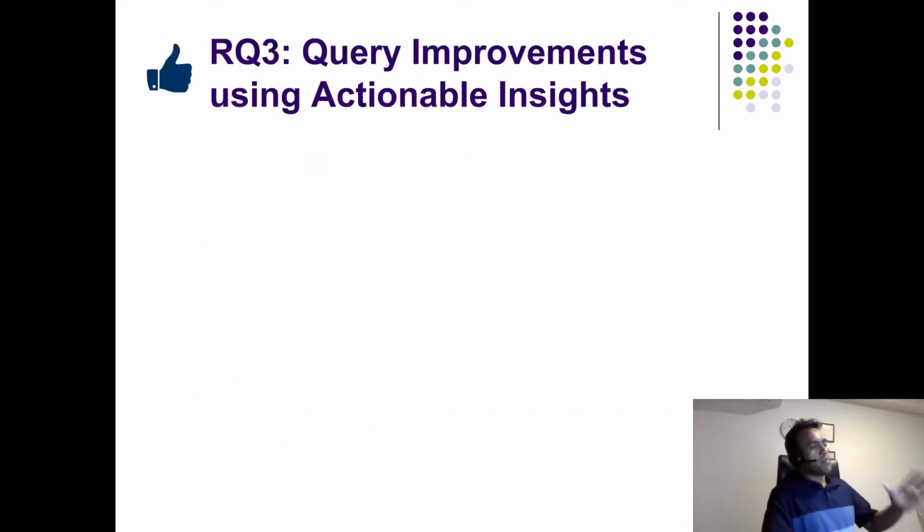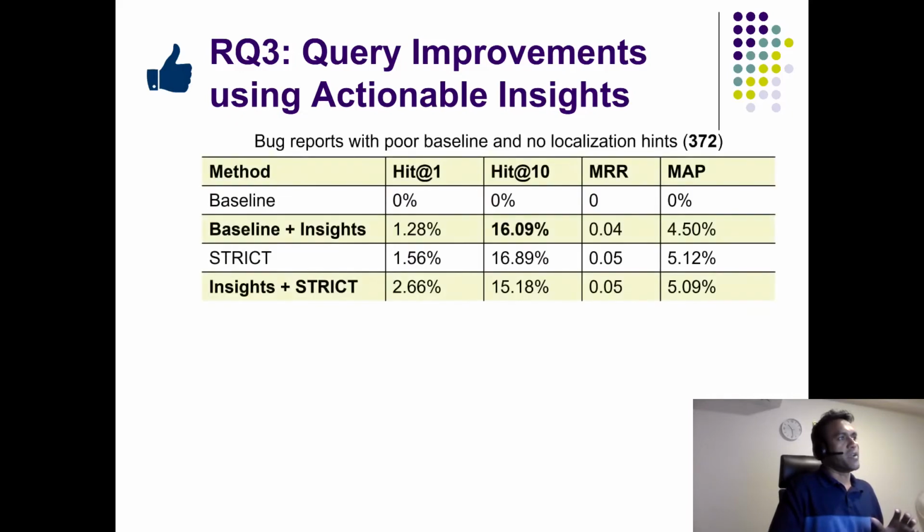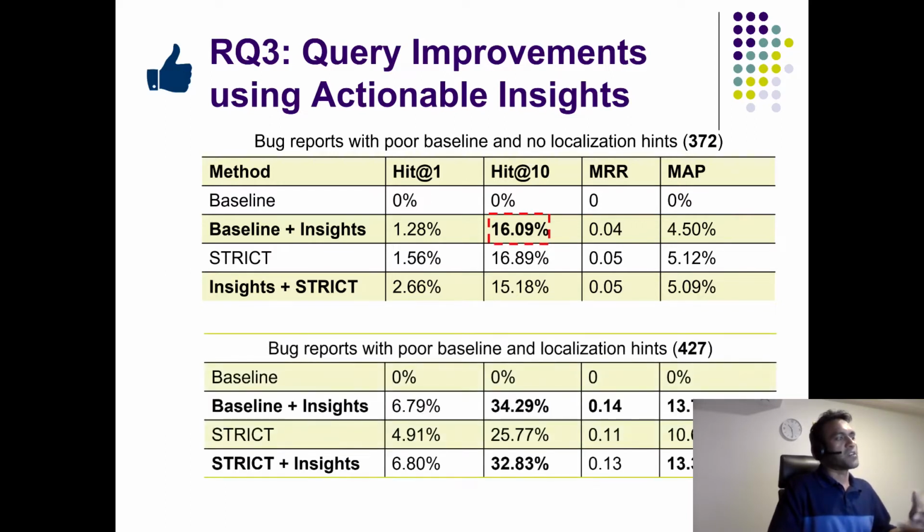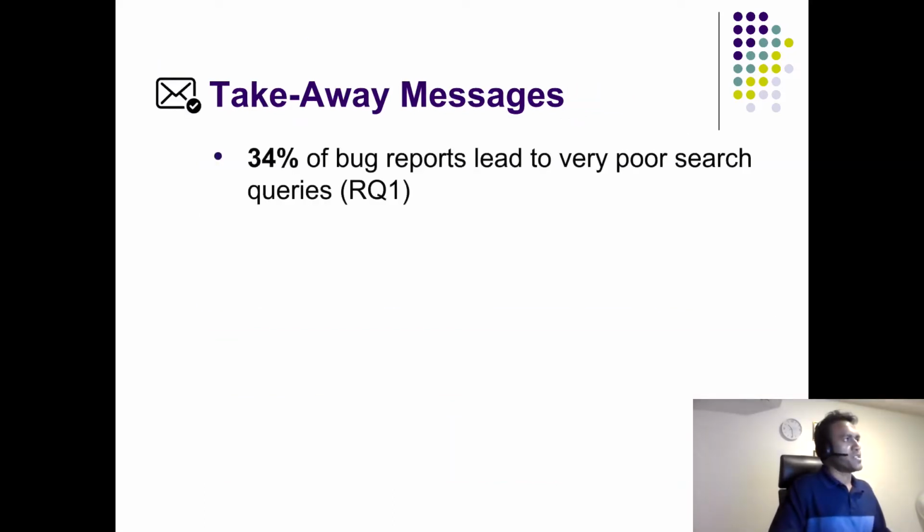So we apply these actionable insights into our experiment, and we repeat the experiment, and we found that because of these actionable insights, we gain some significant performance improvement. So not only for the baseline queries, but also for the state-of-the-art queries, we are able to achieve significant performance improvement, which is interesting. So guys, this is our take-home messages.